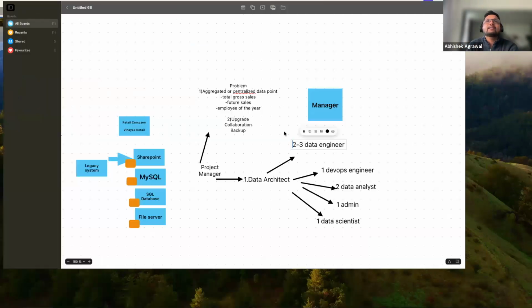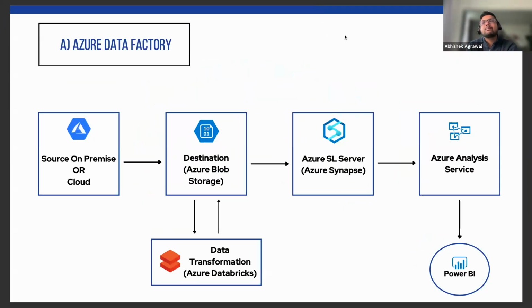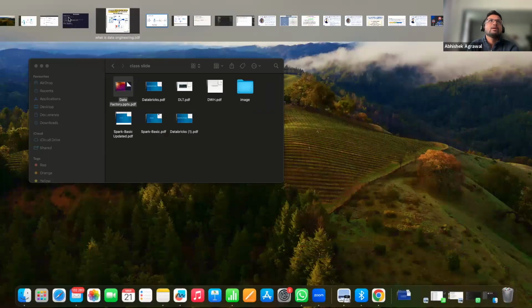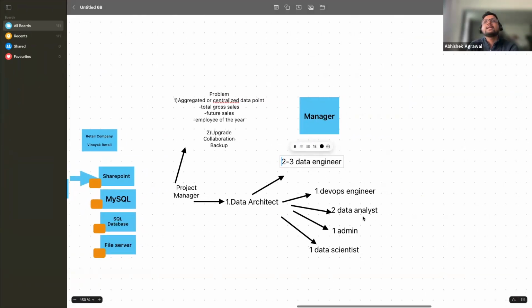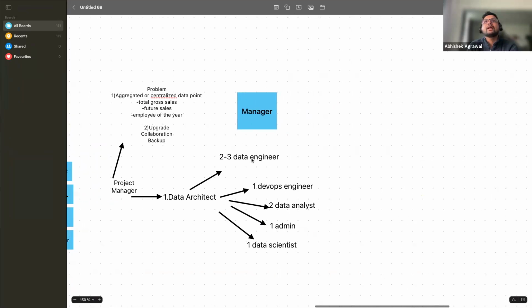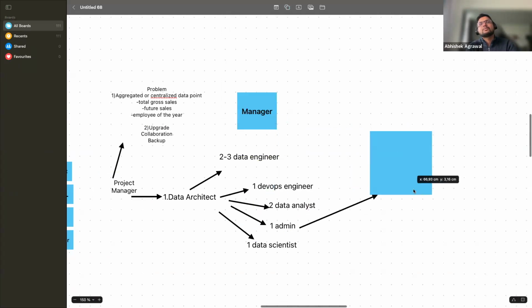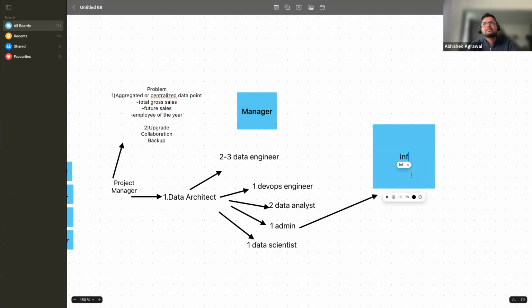So the architect will make the architecture diagram, but the admin will make sure that this architecture diagram is secured, right? Secured means there are no firewall attacks, and no network and security problems. People are able to log in properly, right? That particular job the admin will do. So the admin will basically make sure that your infrastructure is secure.